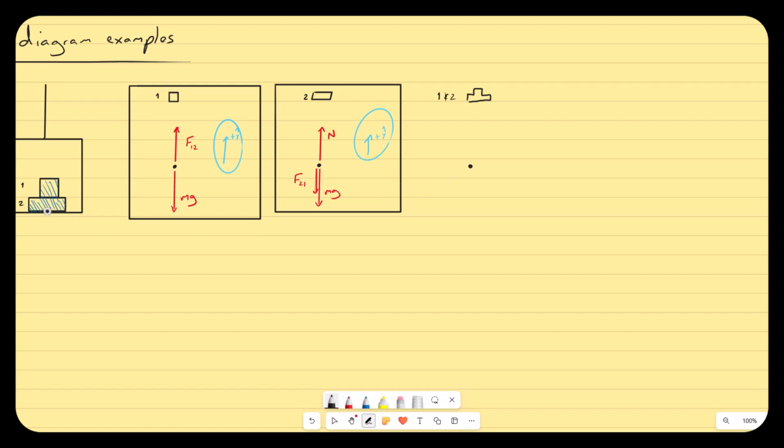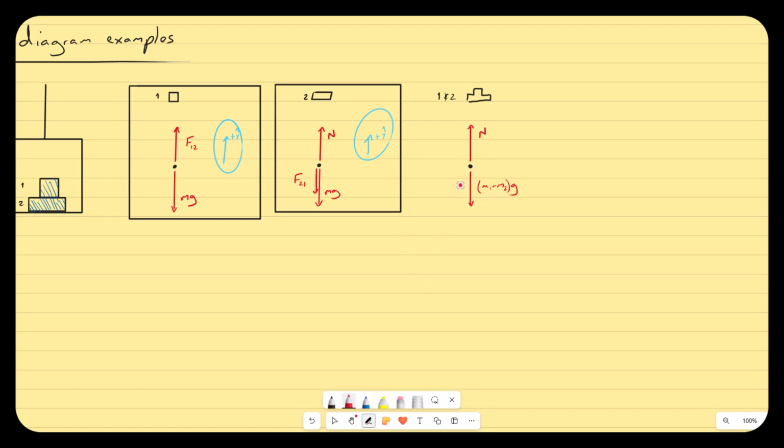Acting on 1 and 2, that whole big blue shape is sitting, well, has weight. So I'm going to have m1 plus m2 times g going down. It's sitting on the ground, so I get a normal force from the ground, and that's it.